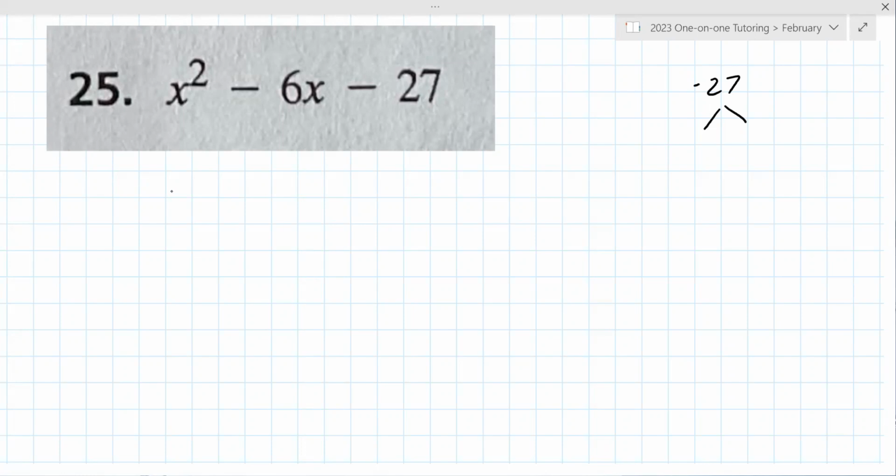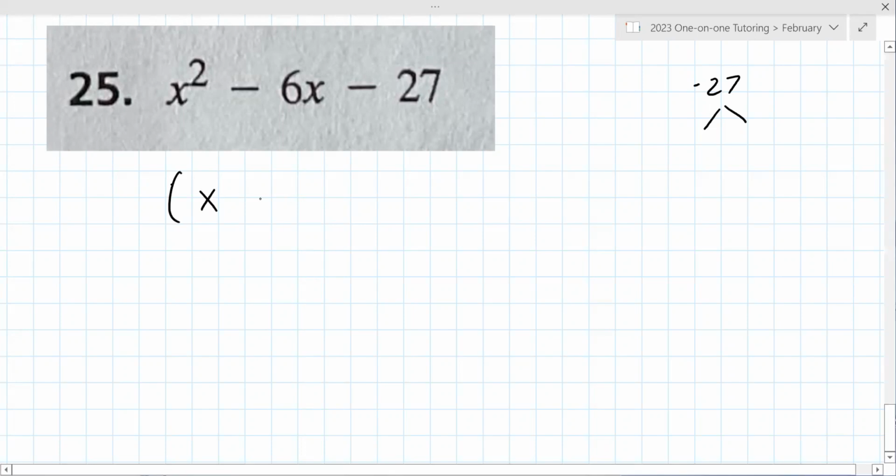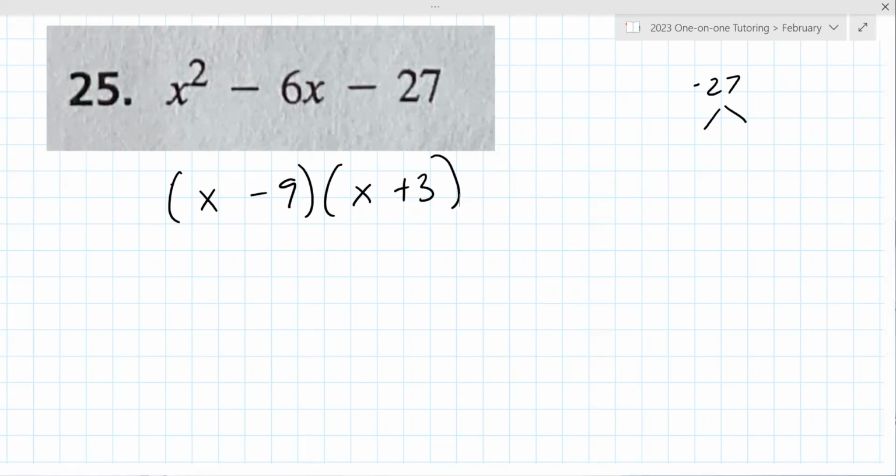X -9 in parentheses and X plus 3. Good, very good. Now, just kind of a little more information here is this foils back to the previous line. And I think we've done enough of these that you know that, but if you're ever unsure, you could always foil and go back to check. All right, so let's have you try 28.